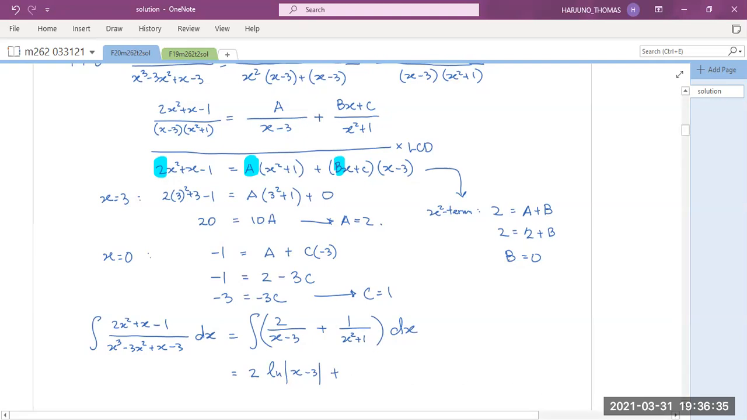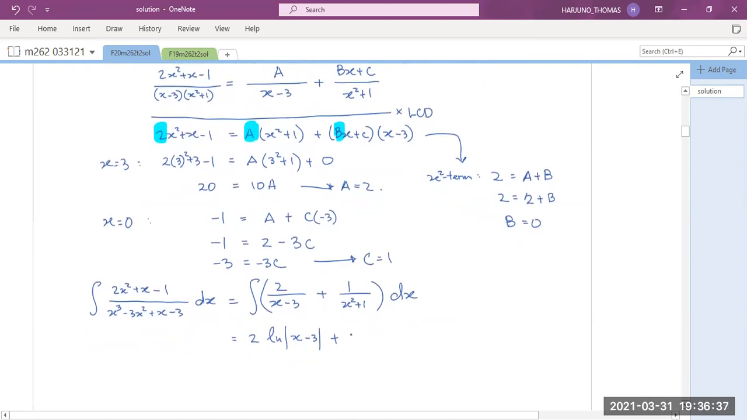Sine inverse? What inverse? Sorry, I think it's sine inverse. No. Tangent inverse. Okay, you need to memorize that though.